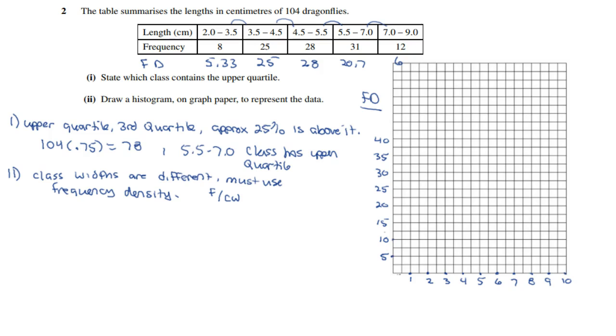Anyway, we'll take our first class going from 2 to 3.5, and that's going to go up to a frequency density of 5.3. So we go to our graph here, and we locate 2, and then go to 3.5 and raise it. Again, it doesn't have to be exact. Obviously, we have to make it a little bit above 5. And then we go to the next one, 3.5 to 4.5, and that's going to go up to 25.